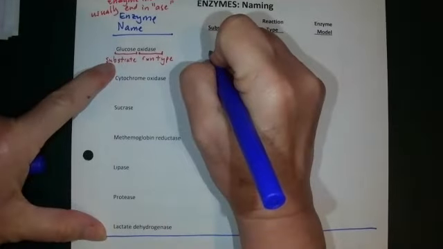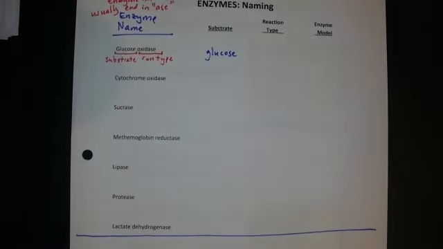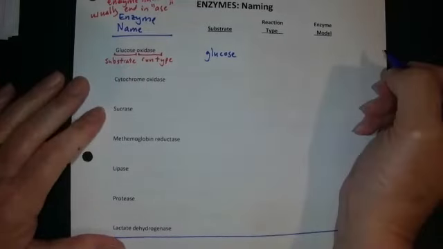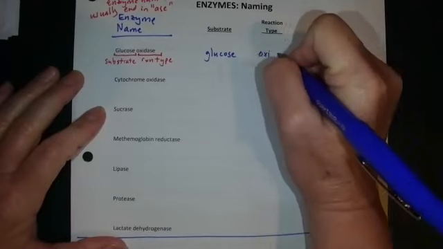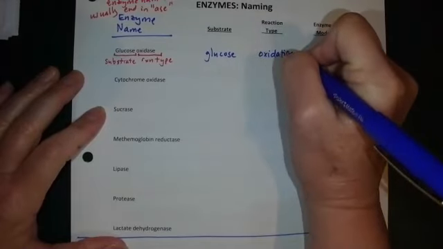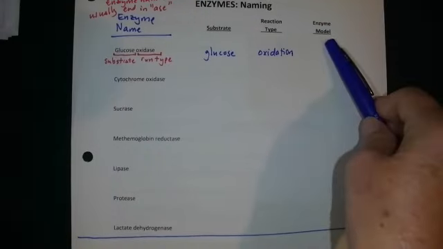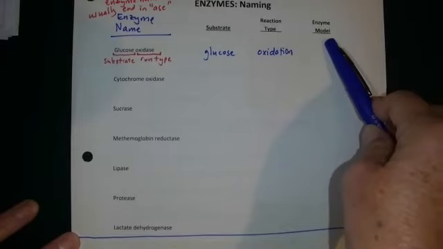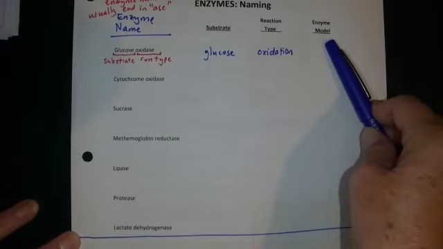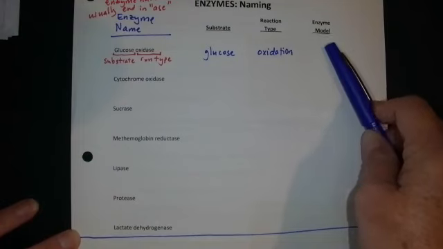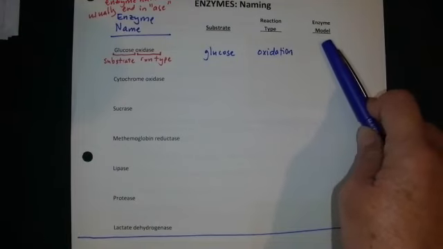So let's fill in this table that I have written for you. The substrate for glucose oxidase would be glucose. Take a wild guess at what the reaction type is. If it's indicated by the word oxidase, take a guess. And I think you are right. The reaction type is oxidation. What does that tell you about enzyme model? Remember that the enzyme model will either be lock and key or it will be induced fit. And remember what the difference is. Lock and key means it's very specific. Induced fit means it's less specific.